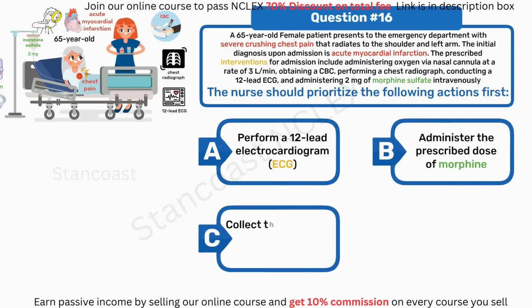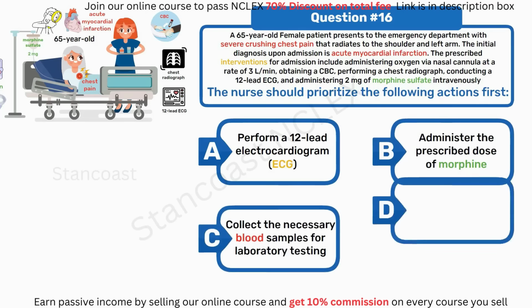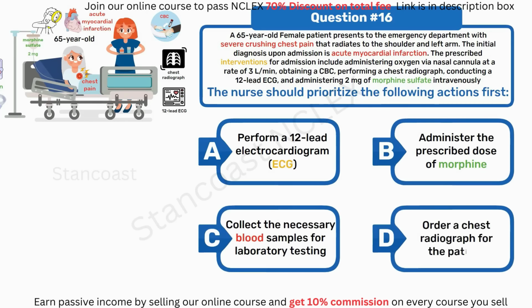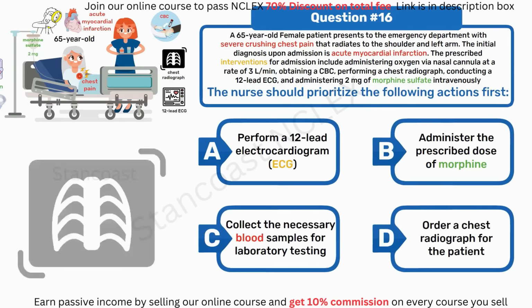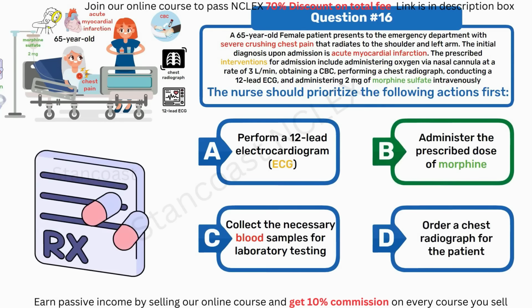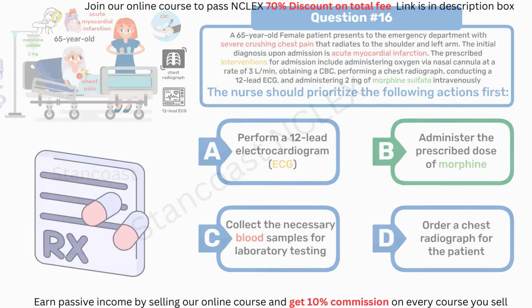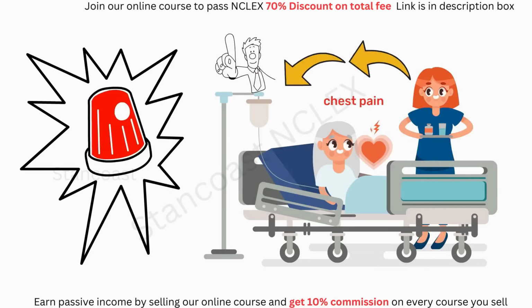C. Collect the necessary blood samples for laboratory testing. D. Order a chest radiograph for the patient. Option B is correct, because considering the urgency of relieving the patient's crushing chest pain, the nurse's priority action should be to administer morphine sulfate promptly.